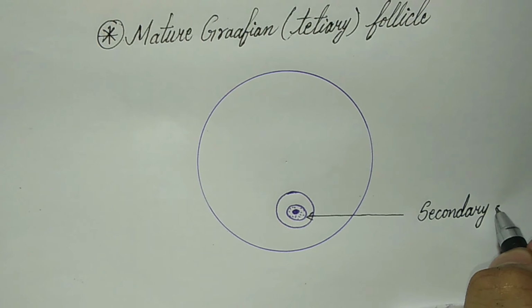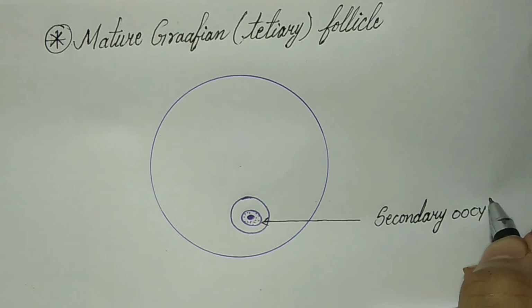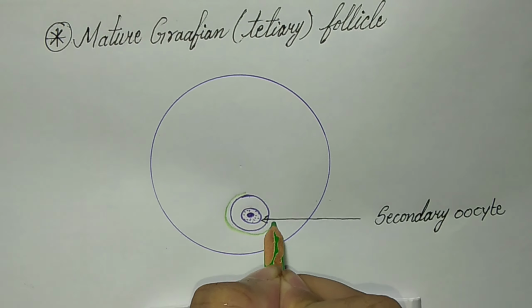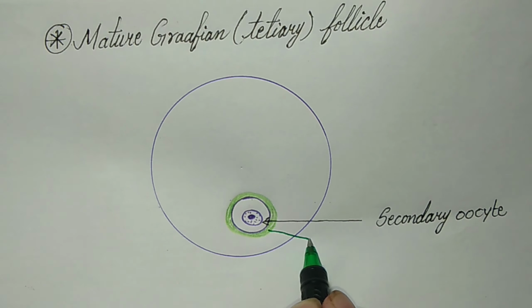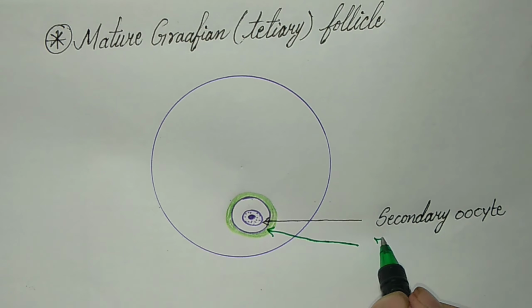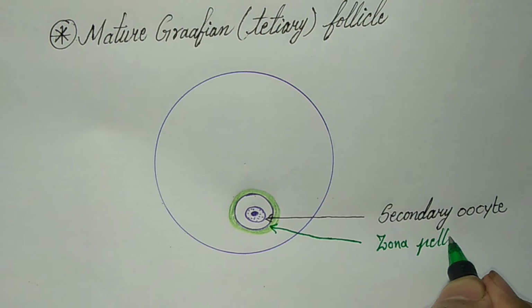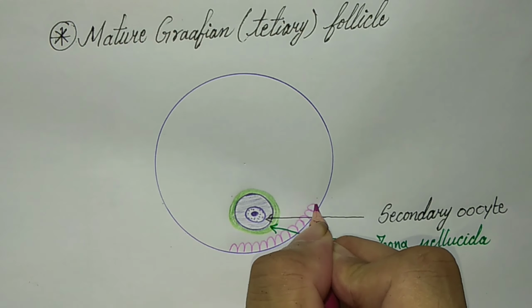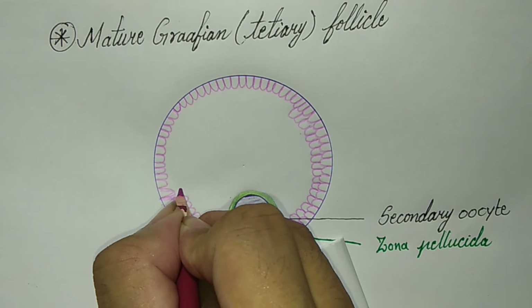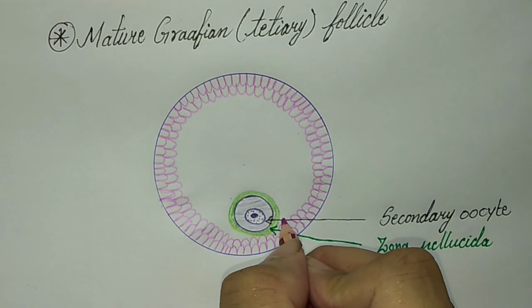Here the secondary oocyte. Secondary oocyte is called ovum also, and in green color the zona pellucida is present. Zona pellucida. The outer set of cells that line the cavity form the membrana granulosa, and the inner set surround the ovum and attach it to one pole of the follicle to form the cumulus oophorus.